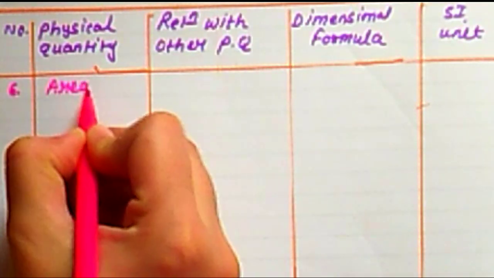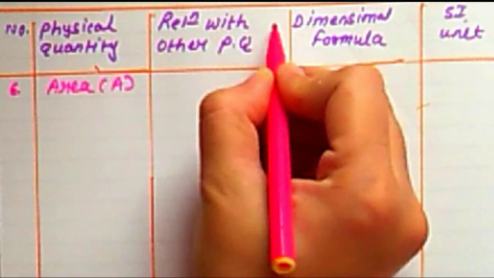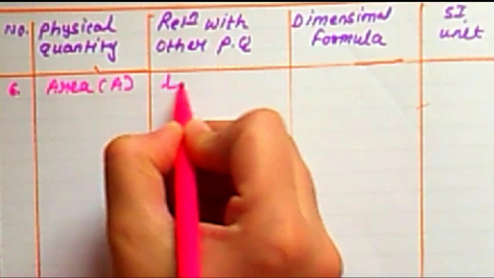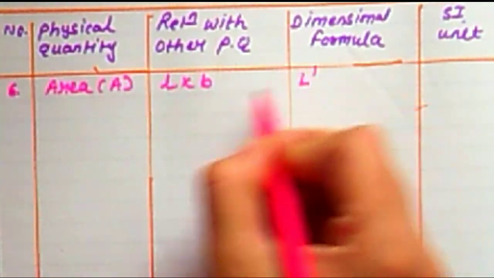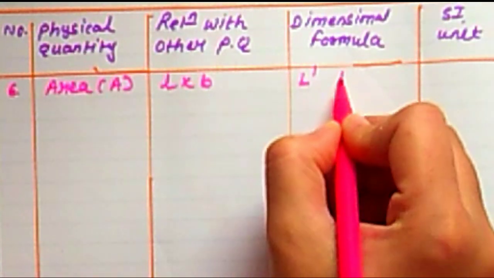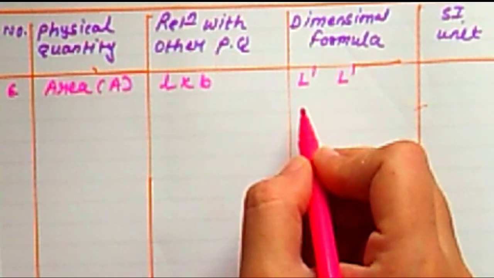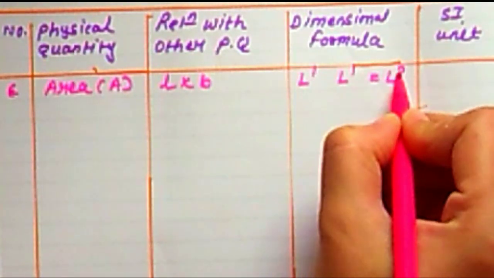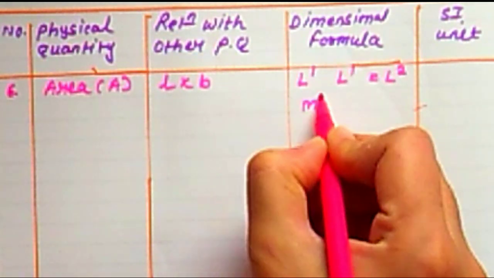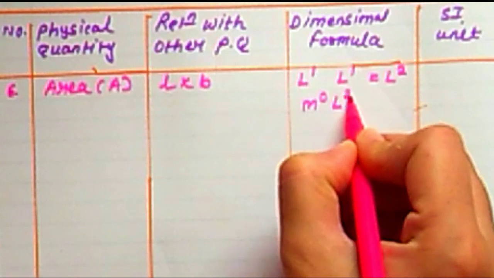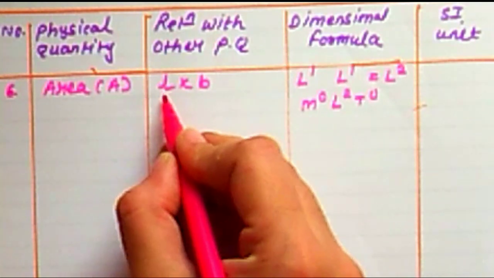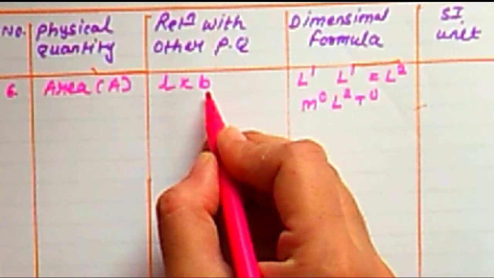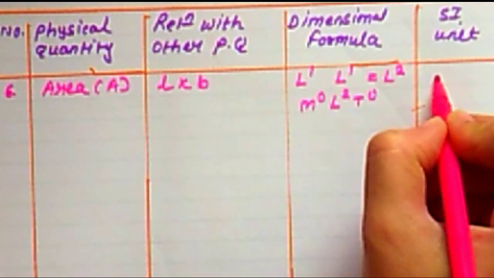Six is area, and the symbol of area is capital A. Now the relation of area is length multiplied by breadth. Now the dimensional formula of length is L1 and breadth is also L1. So here L1 into L1 equals L2. So the dimensional formula is M0 L2 T0. Now the SI unit of length and breadth is meter, so the unit of area is meter square.